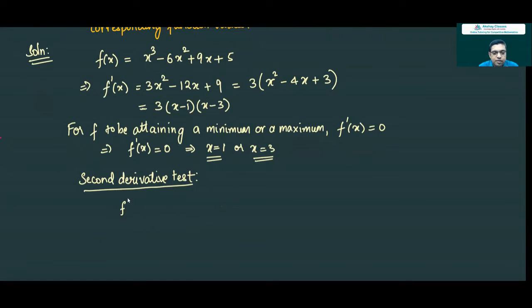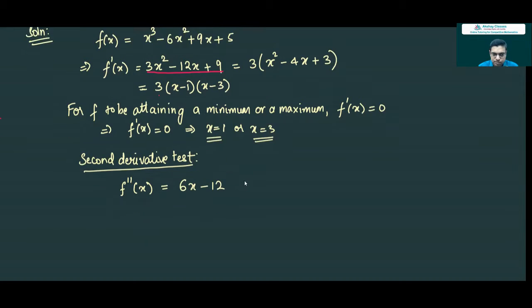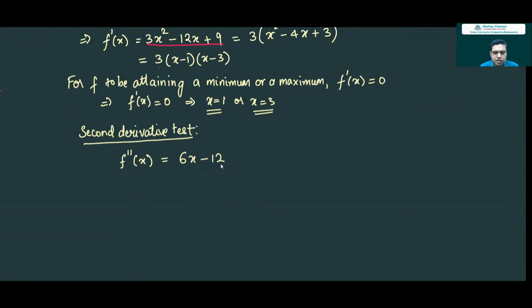The second derivative of it is, now we will not differentiate this factorized part. It is better to differentiate this polynomial form. So you get 6x minus 12. Now the second derivative is 6x minus 12. Now at x equal to 1, the second derivative will be 6 into 1 minus 12, that is minus 6.